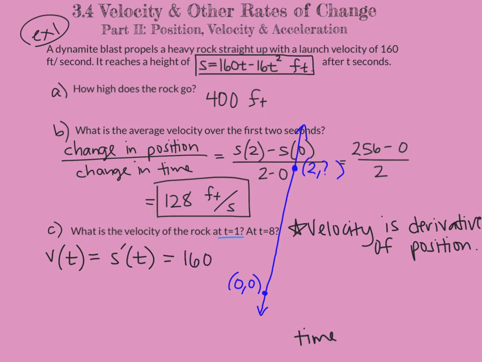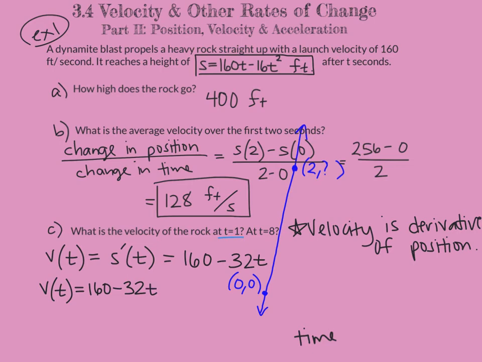Then in the second term, we'll bring the 2 out front and multiply it by that minus 16. And then t is raised to the first here. So that is our velocity function. So v of t, our velocity function, is 160 minus 32t.